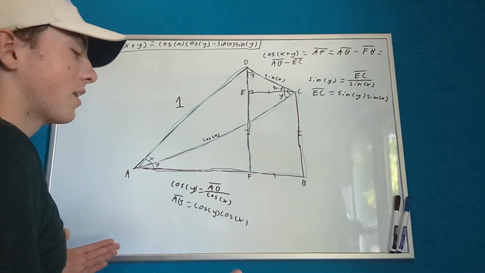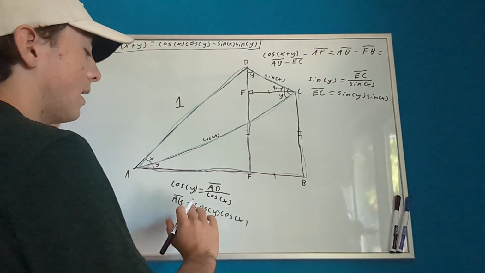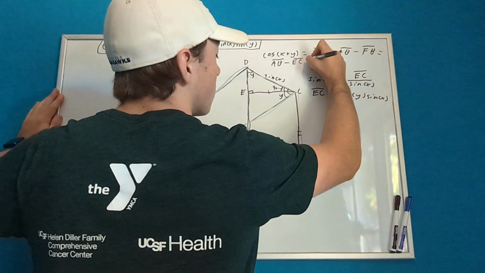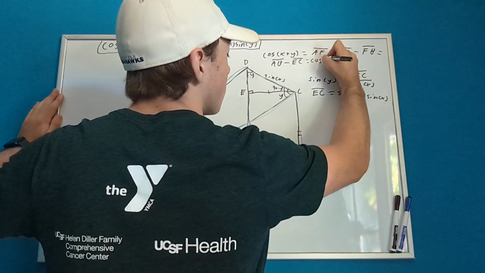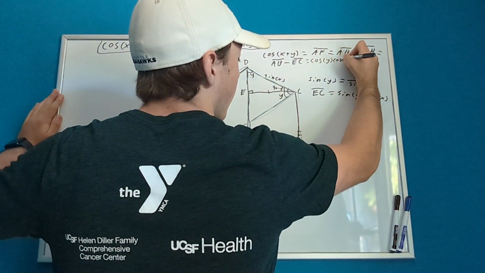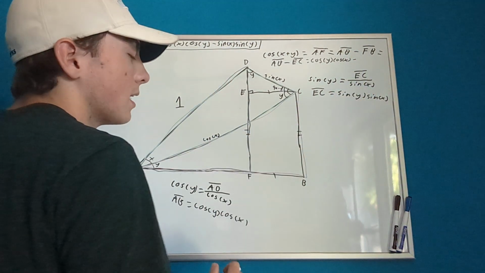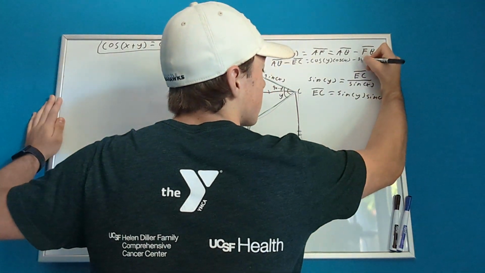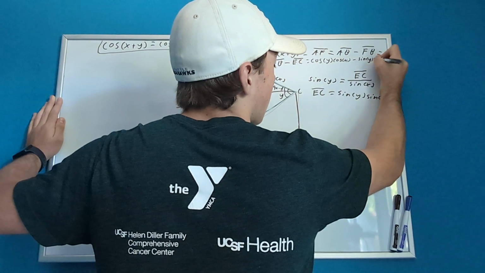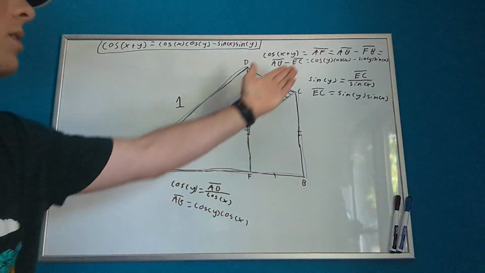Now we've figured out both of them. So we can substitute in AB, cosine of y times cosine of x, and then minus EC, we can substitute in sine of y times sine of x. Sorry if that's a little small. So we've derived that formula.